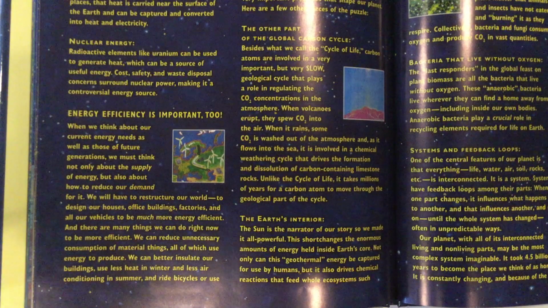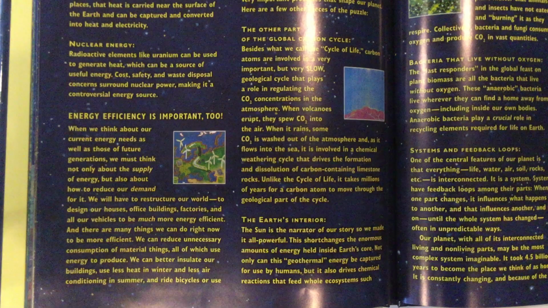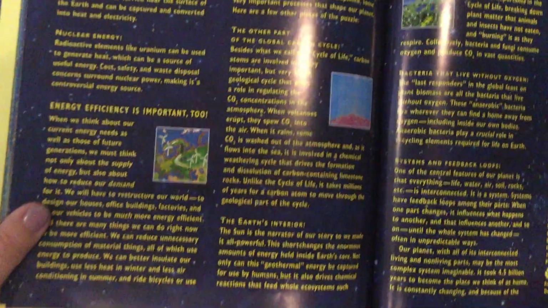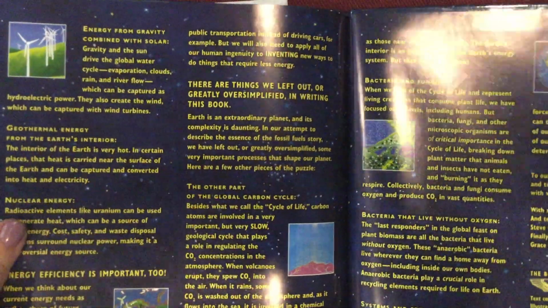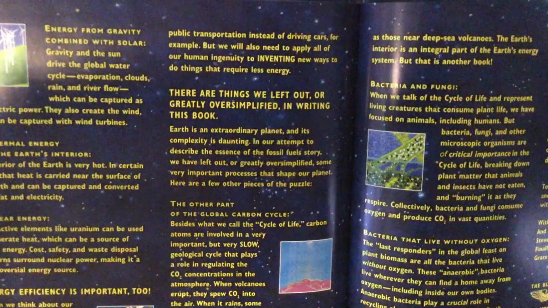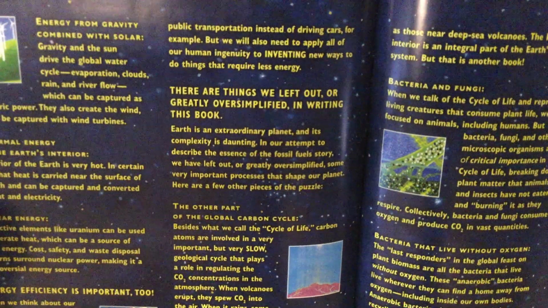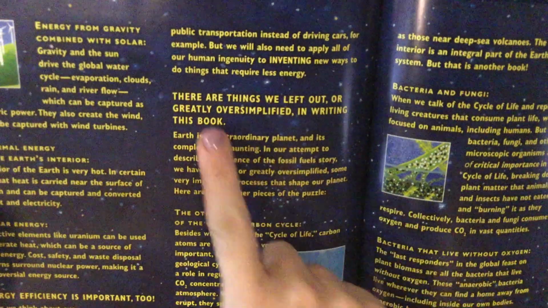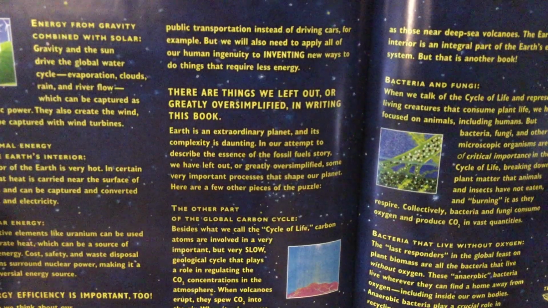We can reduce unnecessary consumption of material things, all of which use energy to produce. We can better insulate our buildings, use less heat in winter and less air conditioning in summer, and ride bicycles or use public transportation instead of driving cars, for example. But we will also need to apply all of our human ingenuity to inventing new ways to do things that require less energy. There are things we left out or greatly oversimplified in writing this book.